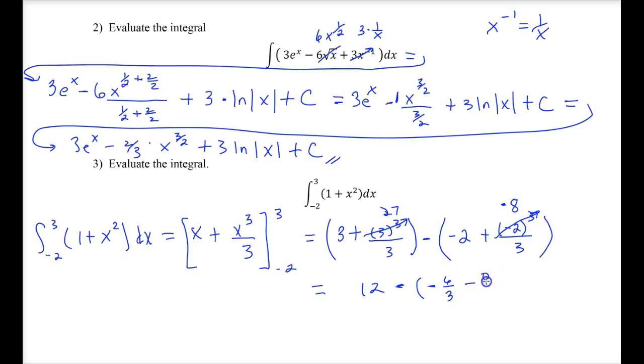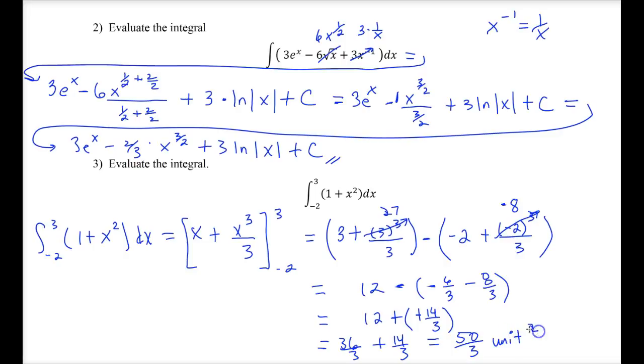And of course, this will be -8 over 3. And from here, this will be 12 minus -14 over 3. And we know that minus a negative is the same thing as addition. From here, we also know that 12 is the same thing as 36 over 3, plus 14 over 3 will give us 50 over 3. And since we don't have any units, that would just be square units.